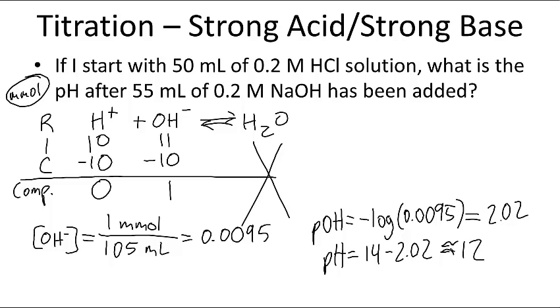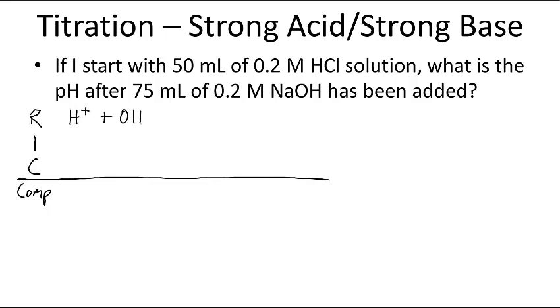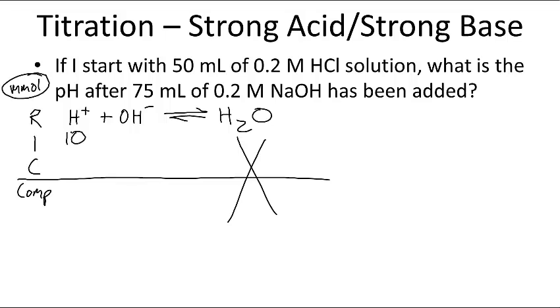So let's summarize how our titration went. Oh, sorry, I wanted to do one more point, just so we could see what happens at the very tail end. So we might as well do that. After I've added 75 milliliters of NaOH, how many millimoles is that? 75 times 0.2 is 15 millimoles.